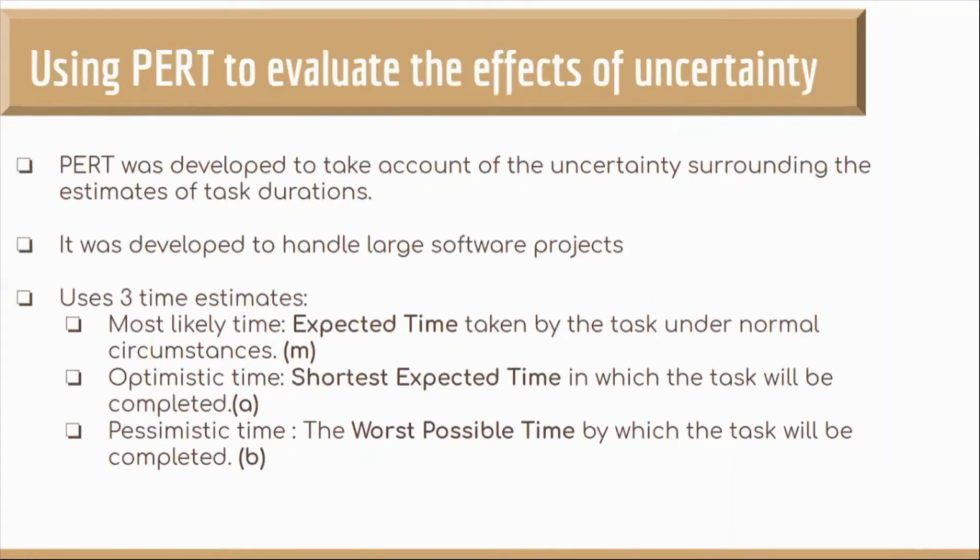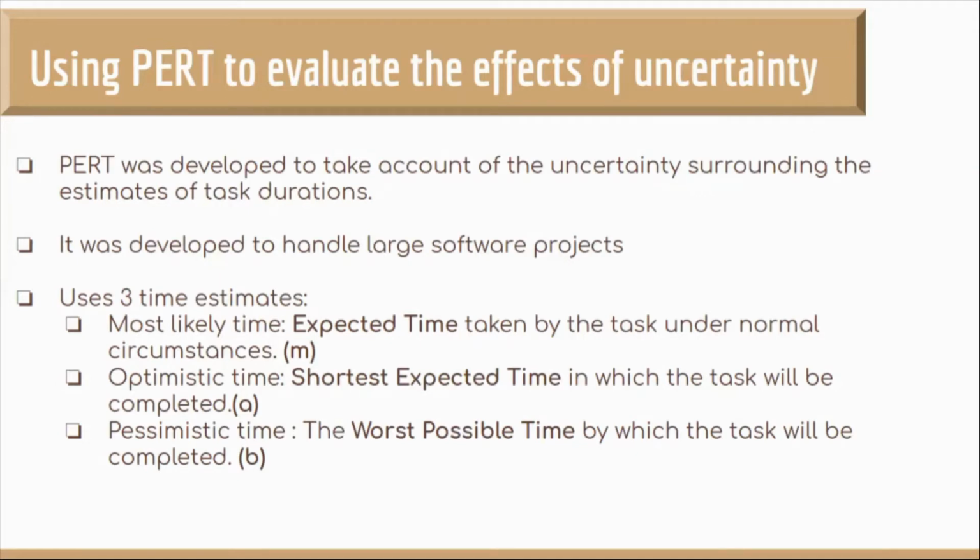Most likely time, denoted by M, is the expected time taken by the task under normal circumstances, considering all the risk, normal working time, and so on. Optimistic time, denoted by A, is the shortest expected time in which the task will be completed. Here we expect that somehow some miracle happens and all the developers start working 24/7 without any breaks, then by when will the project be completed? The name itself says optimistic.